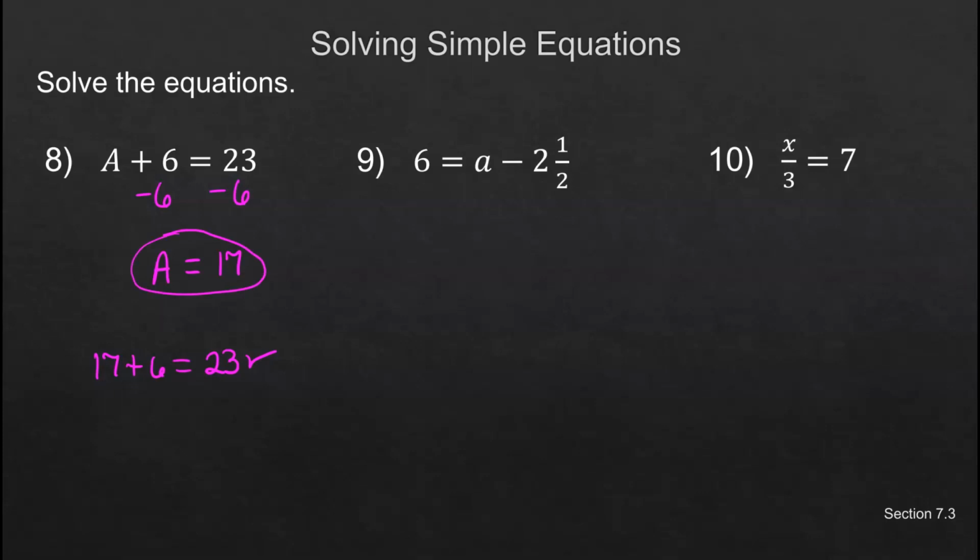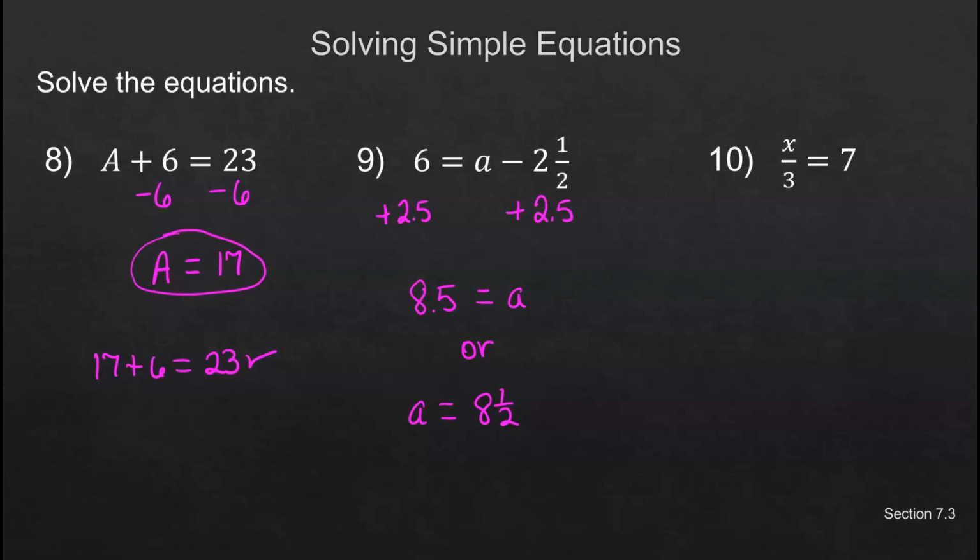On the next one, we have 6 equals a minus 2.5. So we're going to add to solve this time because the opposite of subtraction is addition. We're going to add 2.5, or 2 1/2. You can do that either way. And so 8.5 equals a, or a is 8 1/2. So it's fine to do that either way. We learned about going back and forth between decimals and fractions in previous chapters.